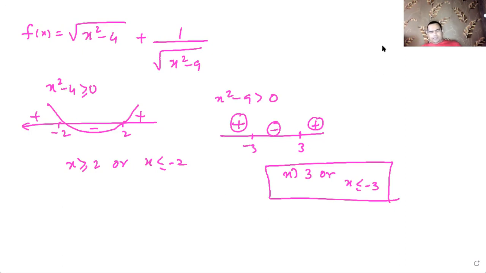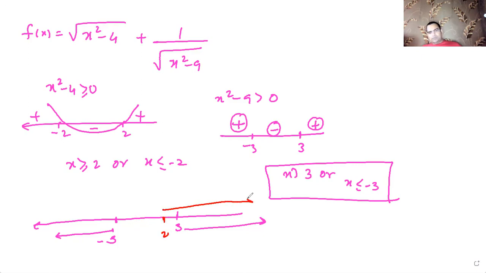So now the main thing is that the final answer is where they both are defined. Look at the first domain: below negative 3 and above 3. And the second domain is above 2 and below negative 2. So I see that both the domains have the intersection around here. Beyond 3 onwards is the intersection.